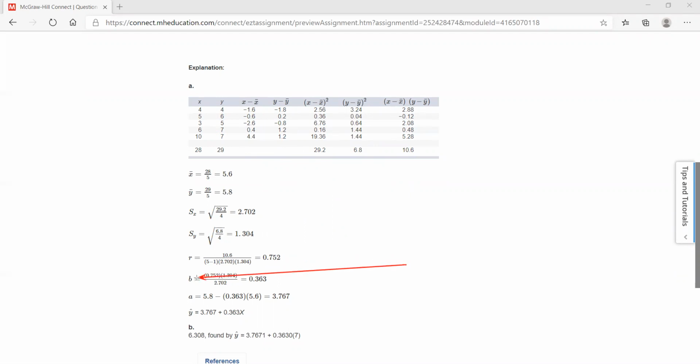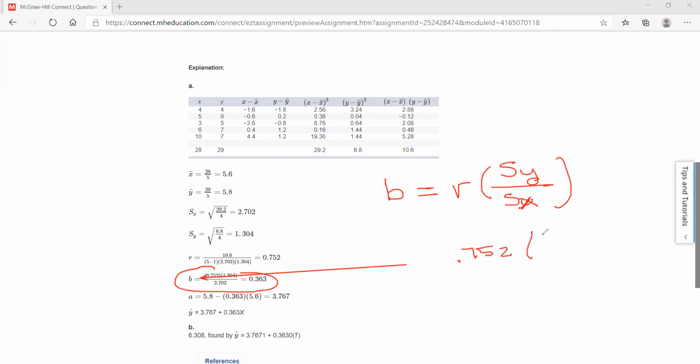Now to get your slope, remember the equation, and I'll remind you what that equation is. Let me write this off to the side so you can see what they're doing. To get that slope, we'll say that's b, that's going to be equal to your correlation coefficient multiplied by the standard deviation of y divided by the standard deviation of x. They're showing you that right here in this calculation. They're taking 0.752 and multiplying that times 1.304 divided by 2.702. And when they do that, that's going to be your b. That's going to be your slope.